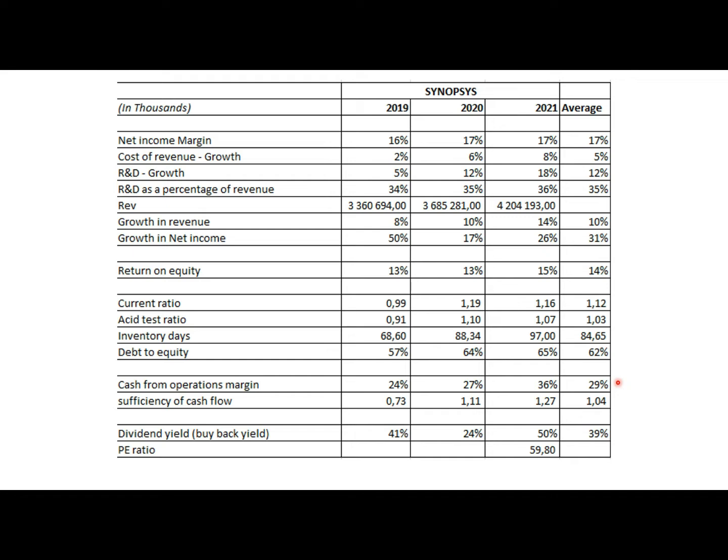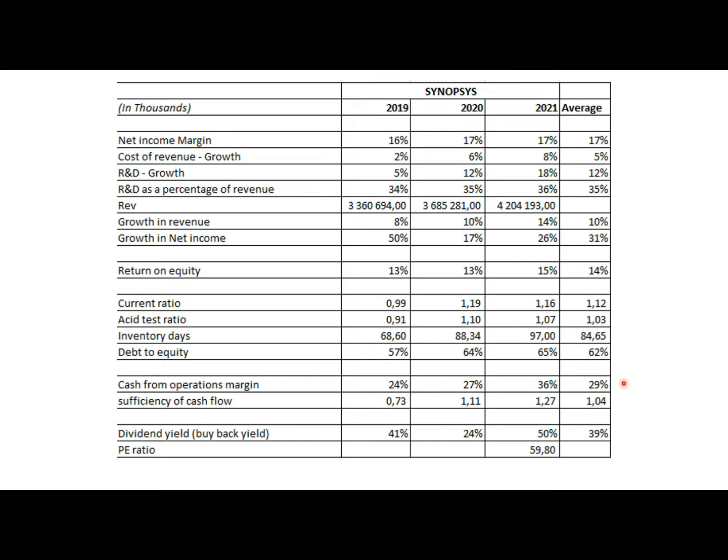Synopsys has been significantly improving, growing its ability to convert revenue into cash. At 2021, it's sitting at 36%. The industry average as a whole is 32%. So at 2021, Synopsys is performing above industry average. But overall, it's below. Again, not a bad thing. It's been improving its ability. It does indicate that Synopsys' business model is a very good business model. It's a business model that can generate cash from operations.